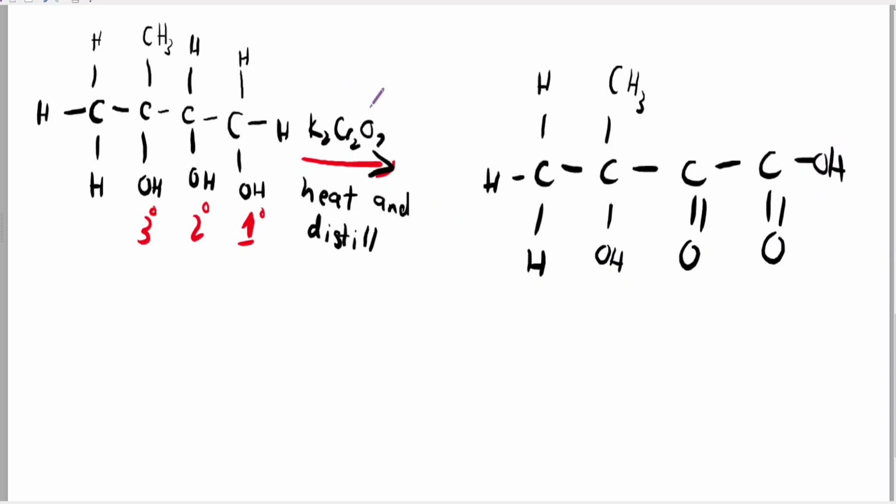Now what if I use the relatively less powerful oxidizing agent, the K2Cr2O7, and instead of heating under reflux, I heat the product and distill it? Nothing will change with the tertiary alcohol and the secondary alcohol. They oxidize as before because K2Cr2O7 is an oxidizing agent. But with primary alcohols, instead of making a carboxylic acid, I will now make an aldehyde.